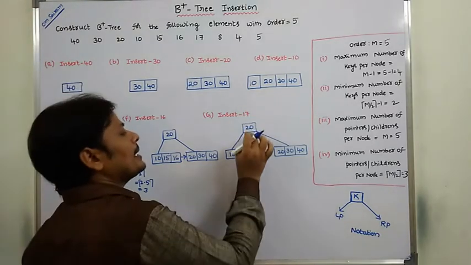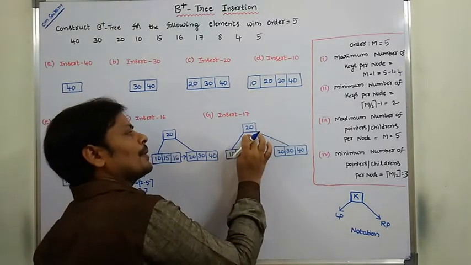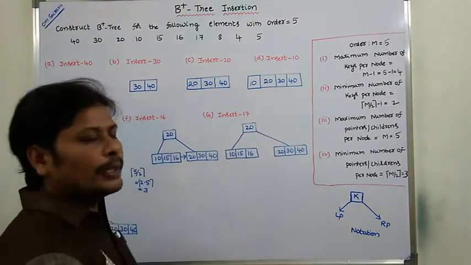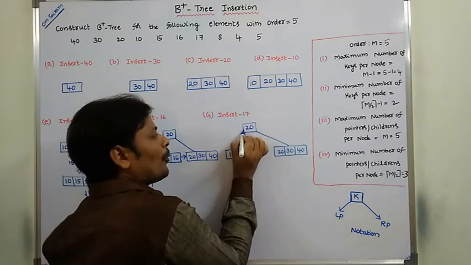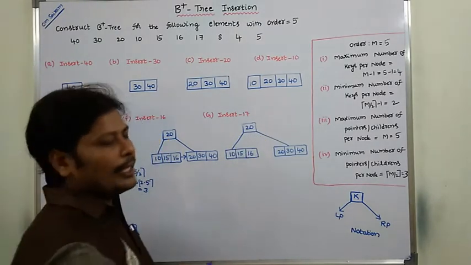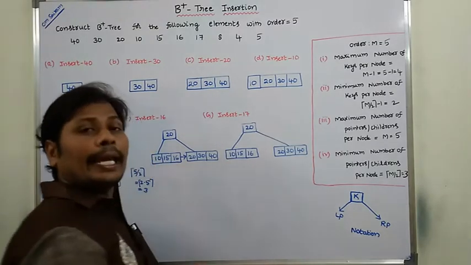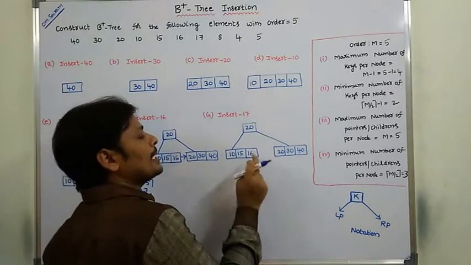So 17 is compared with the 20. 17 is less than 20. So go to the left pointer of 20. The left pointer points to a left subtree. That left subtree contains a node that contains 3 key elements, that is 10, 15, 16.